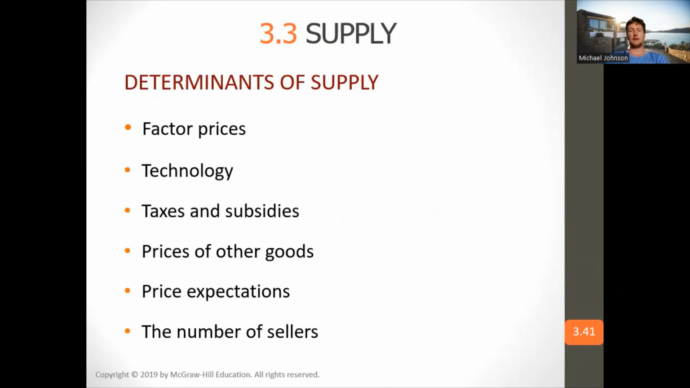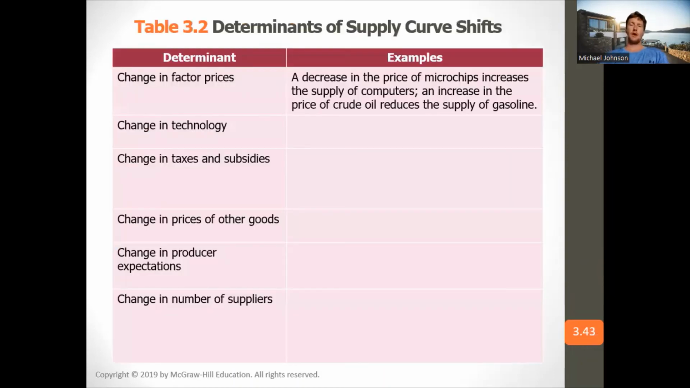Supply is determined by factor prices, technology, taxes, subsidies, prices of other goods, price expectations, number of sellers. Change in factor prices. So like if there's a decrease in the price of microchips, that increases the supply of computers, because it would be cheaper to produce a computer. So a decrease in the price of microchips makes it cheaper to produce more computers, so they produce more computers. So that would increase supply. And then the increase in the price of crude oil would make it more expensive to produce gasoline, so supply would shift left because it's more expensive.